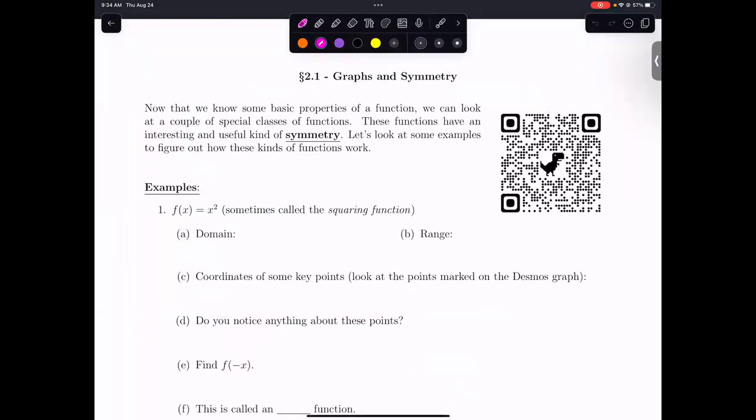So graphic, we're going to look at first just two examples, and we're going to do a whole bunch of stuff with them to figure out the idea here and what's going on, the main concept, the big idea. So that QR code, if you scan that with your phone or tablet, will pull up a graph that has these two functions on it.